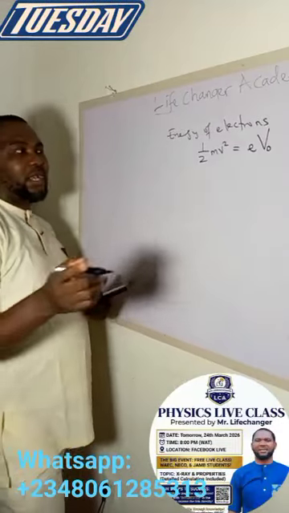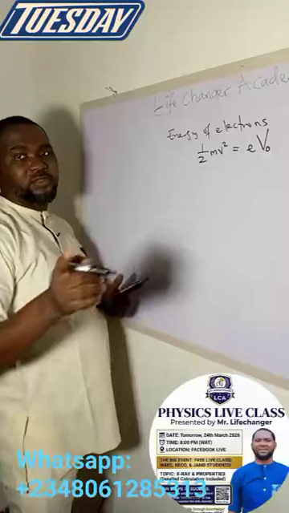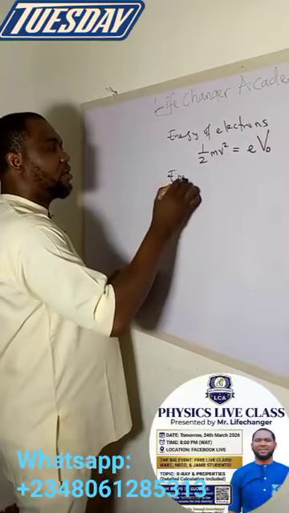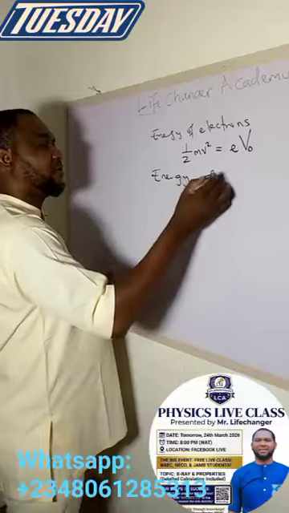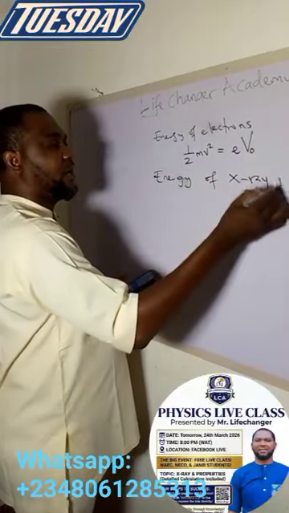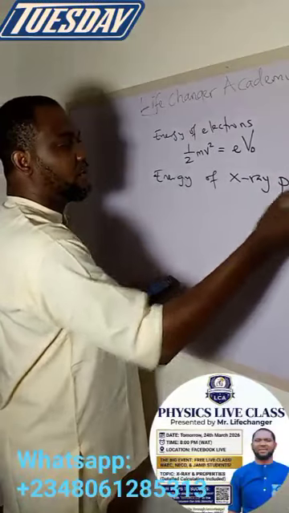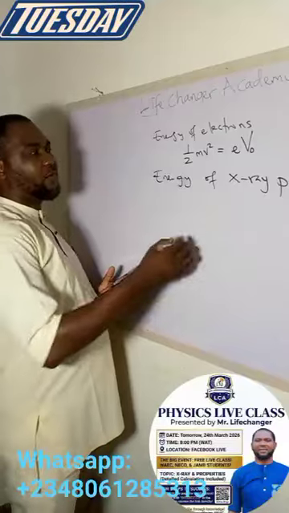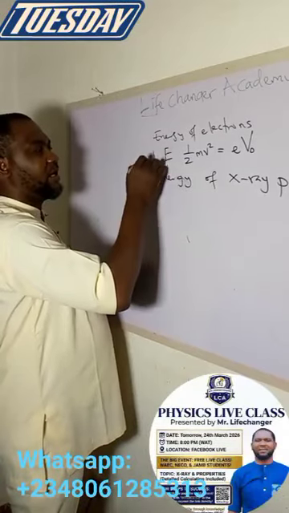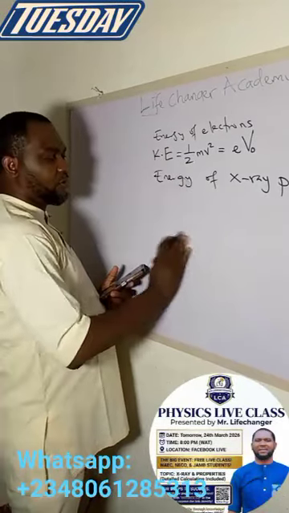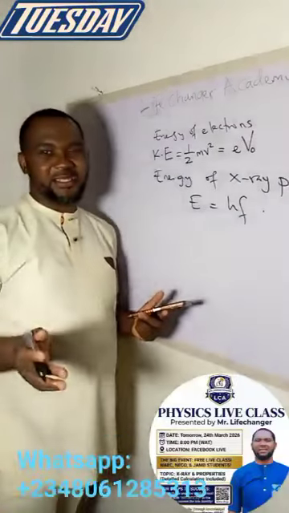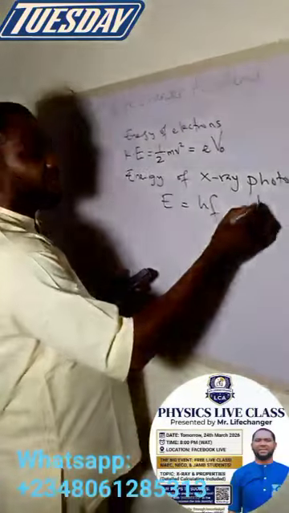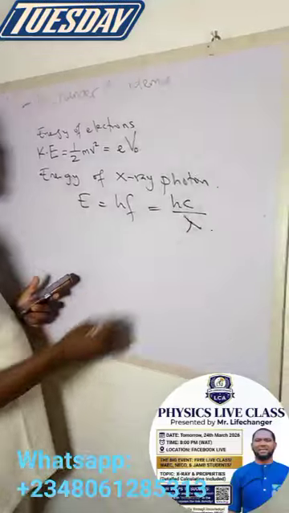Now, I also want to say that the second thing to note here is what we call the energy of a photon, an X-ray photon. X-ray is also a type of photon. The energy of a photon is simply E equals hf, as simple as that. You can either say hf or you simply say hc over lambda.